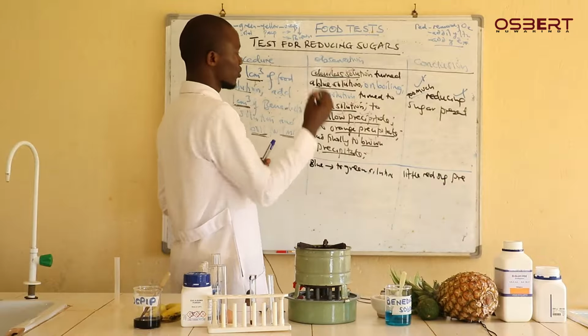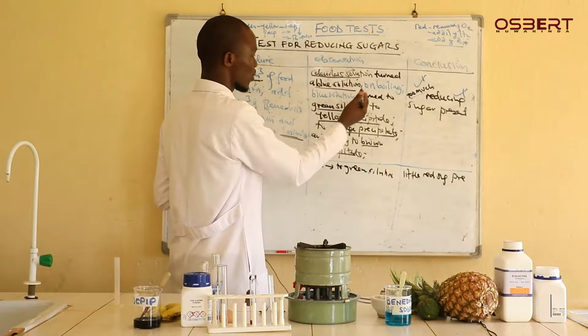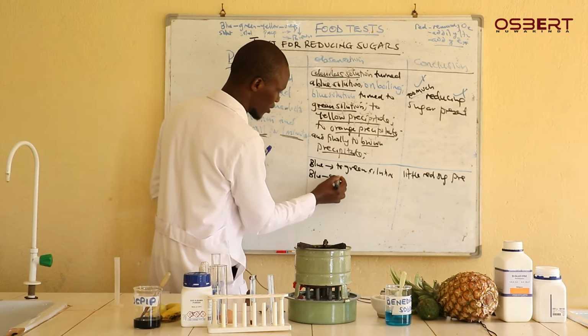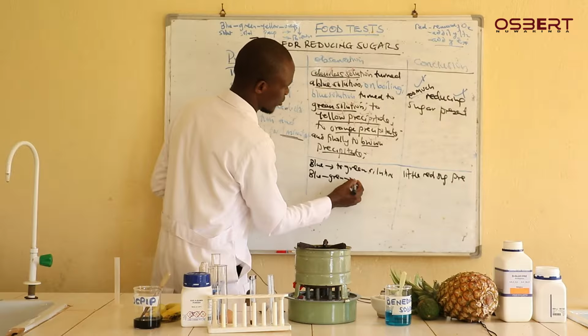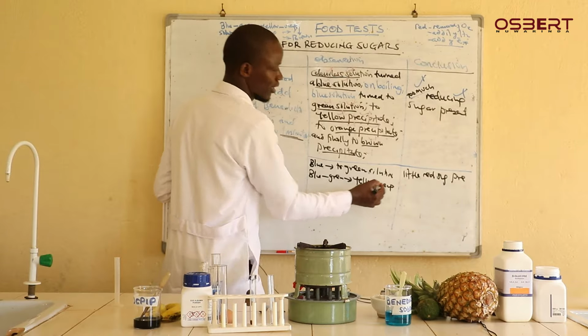If tomorrow you boil your mixture and you have a colorless solution, and after you add Benedict it turns into a blue solution, then on boiling the blue solution turns to a green solution, then goes to a yellow precipitate, and it stops there.